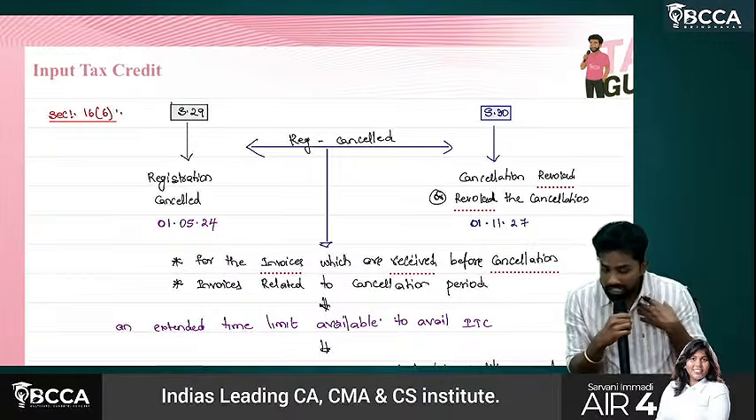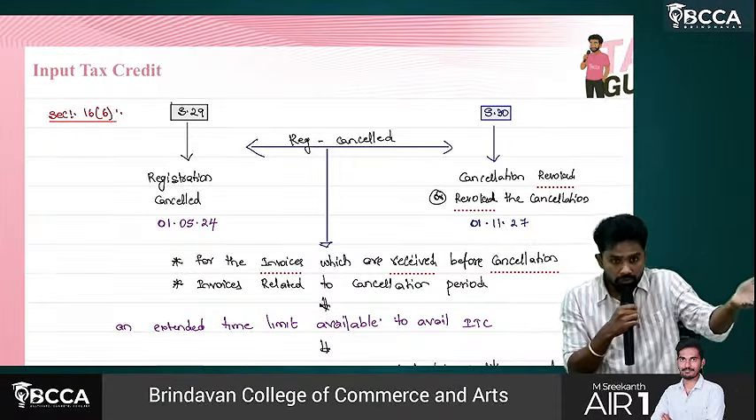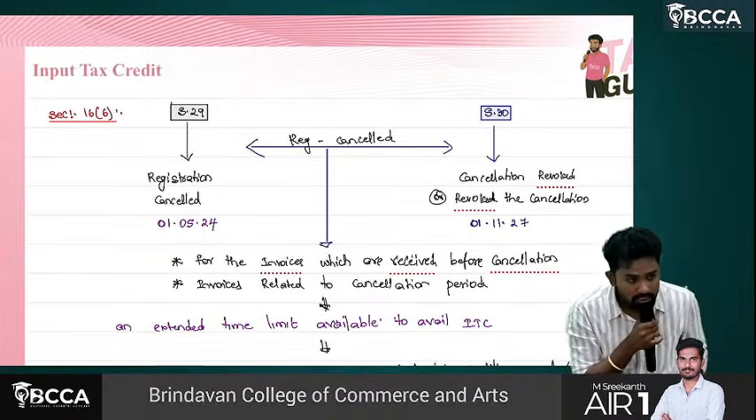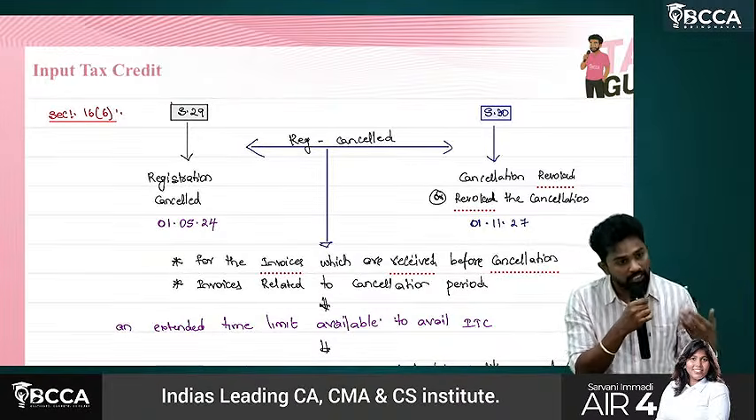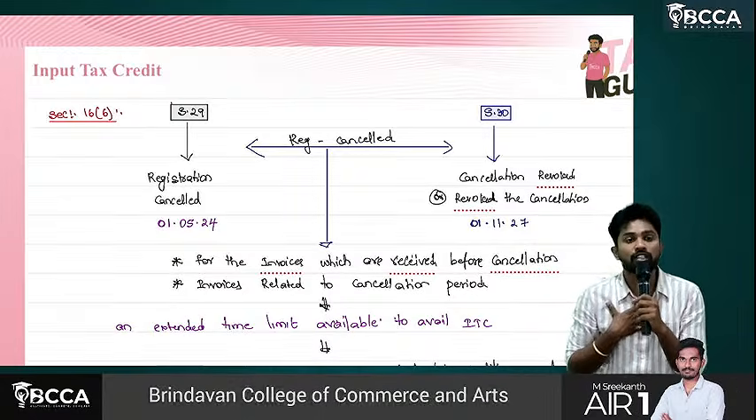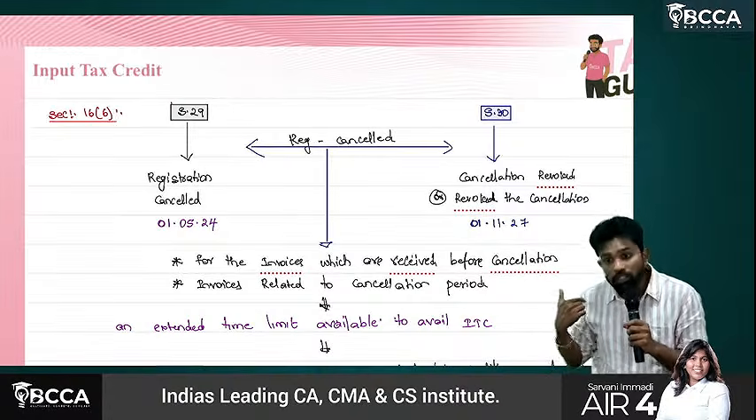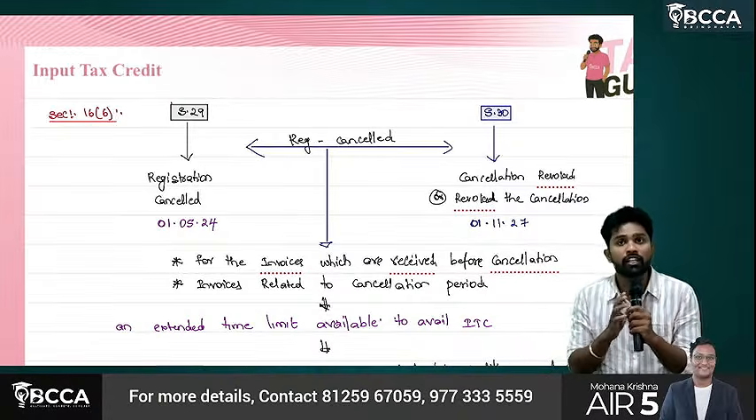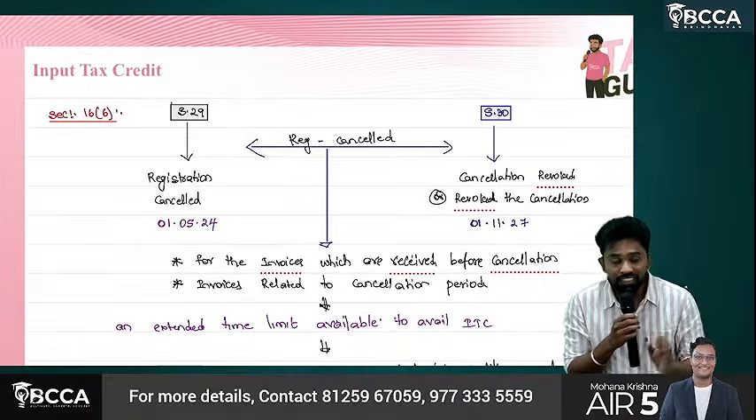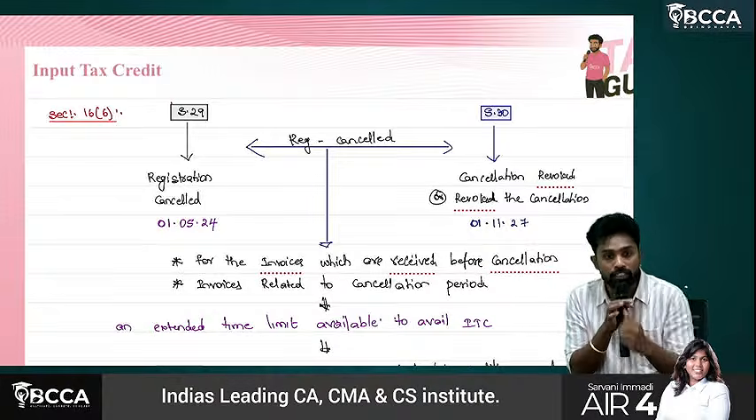Sir, actually he didn't make any mistake. The officer misunderstood and cancelled his registration. Now he is fighting back for his registration. It took 3 years 6 months for him to get back his registration. Finally he got the registration, but he is losing ITC, without any fault of his. That's why, to give him that ITC benefit, an extended time limit has been provided.